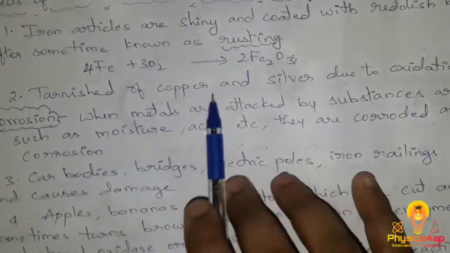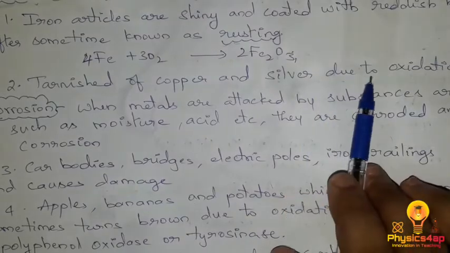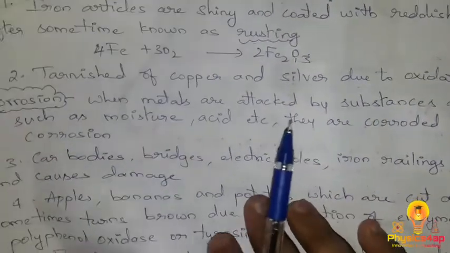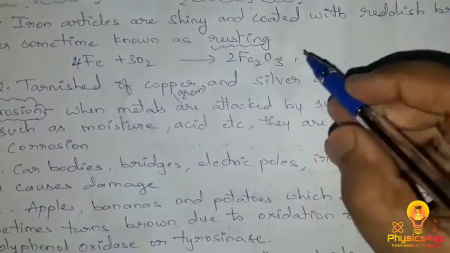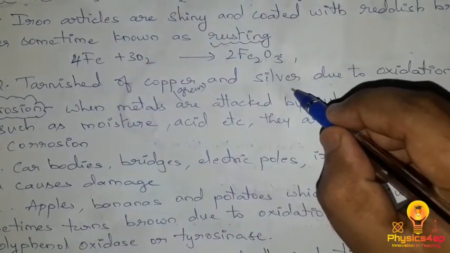Also, tarnishing of copper and silver is due to oxidation. You might have seen copper converting into green color, and sometimes silver turning into black color.